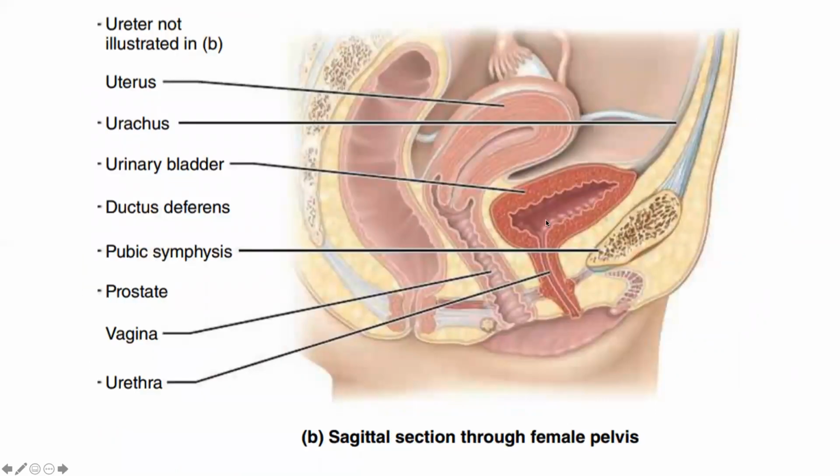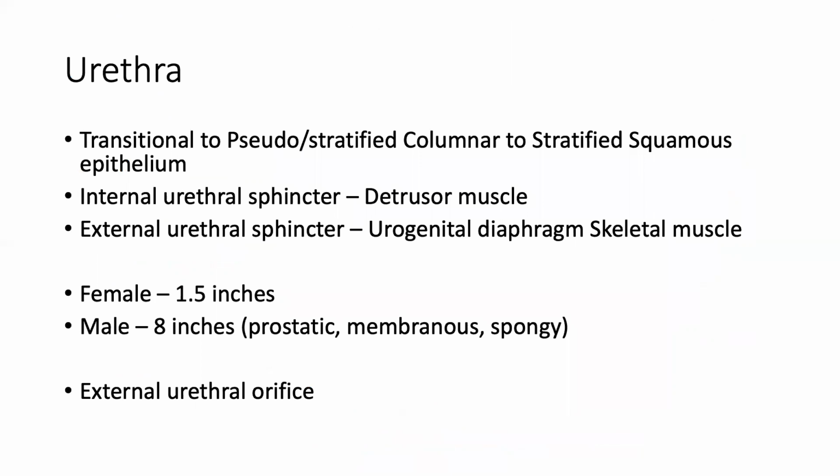And in female, as we have seen, the route is much shorter, with the bladder going through the urogenital diaphragm and coming out as the external urethral meatus. So the urethra is also lined by transitional, or might be pseudostratified columnar or stratified squamous epithelia. So it varies. It has an internal urethral sphincter, which is made of detrusor muscle, which is involuntary, and an external urethral sphincter, which is made of the urogenital diaphragm, which is skeletal muscle.